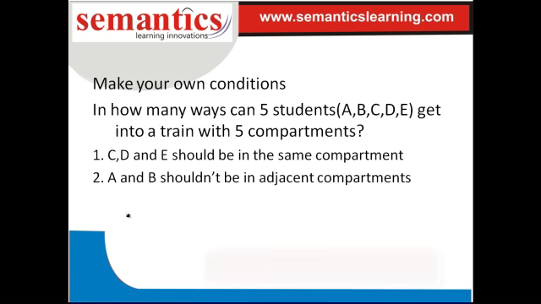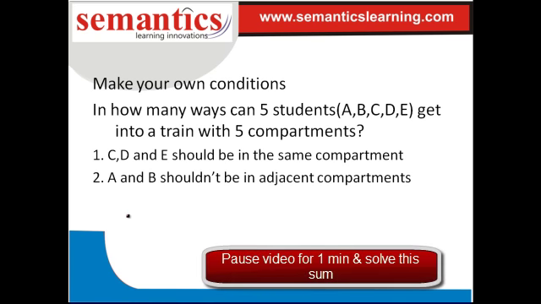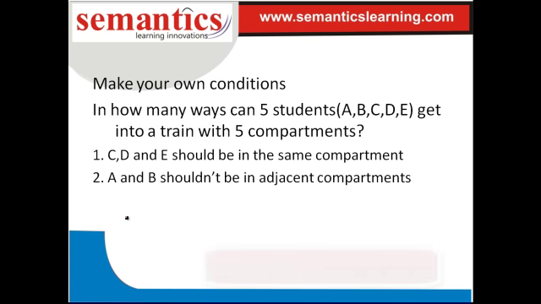Try out the sum. In how many ways can 5 students A, B, C, D, E get into a train with 5 compartments? C, D, E should be in the same compartment. A and B should be in the adjacent compartments. Do it yourself. Okay, C, D and E should be in the same compartment. So A can go 5 ways, B can go 5 ways, C can go 5 ways. D and E should be in the same compartment as C, so that can be one way. Is this clear? As usual, multiply.